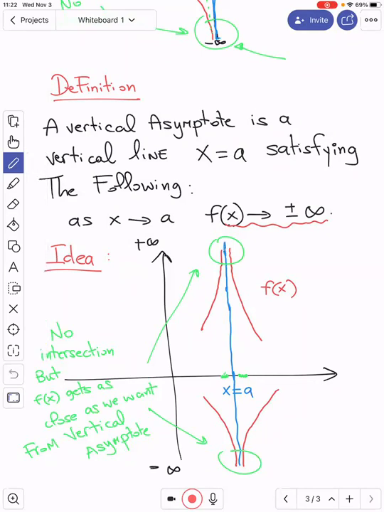So that's my vertical asymptote right here, and here's my graph. Very close, but it doesn't touch the vertical asymptote. Of course, this is for the vertical asymptote. We're going to have the same thing for a horizontal asymptote. But before the horizontal asymptote, let me show you how to find the vertical asymptotes. Given a rational function, how do we find vertical asymptotes?